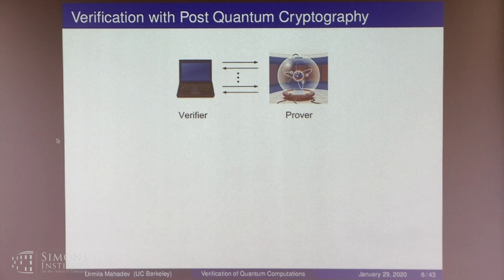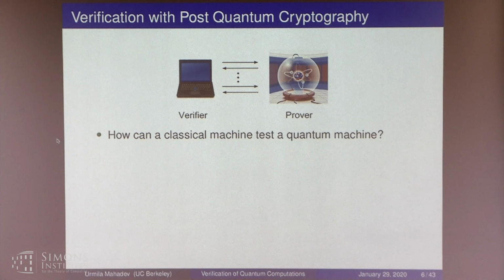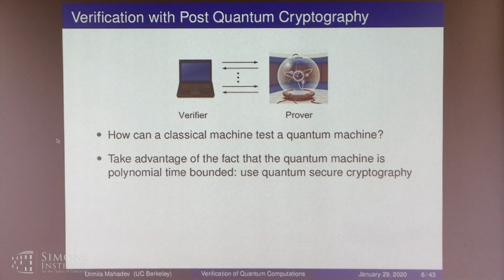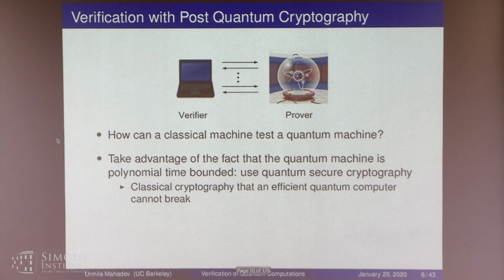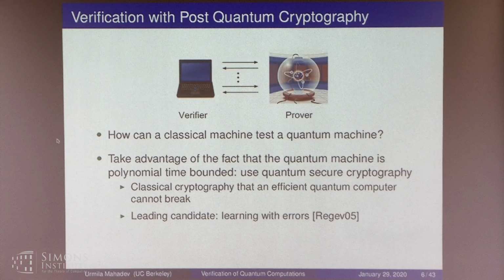The key difficulty in this setting is that the classical verifier is much weaker than the quantum prover. There's a huge power imbalance here. And that's where post-quantum crypto can be really helpful. Because what we can do is we can use post-quantum crypto to upper bound the power of the quantum machine. So we can take advantage of the fact that the quantum machine is polynomial time bounded, and we can use some crypto that even the quantum machine cannot break. I'm just using classical cryptography that an efficient quantum computer cannot break. For example, one of the most commonly used candidates is learning with errors, which was introduced by Oded Regev in 2005.